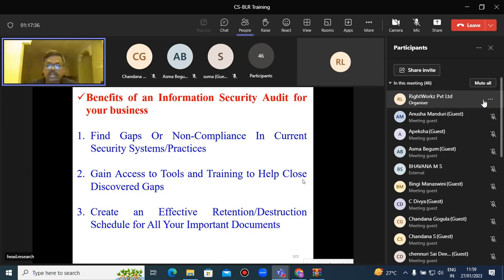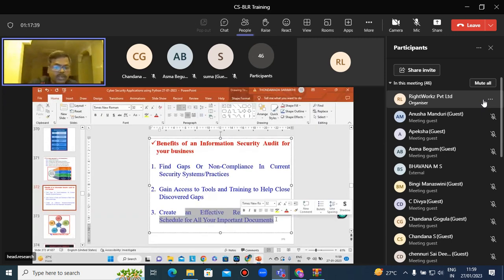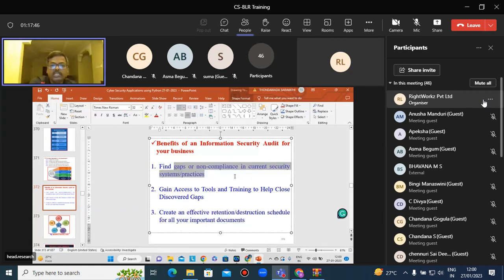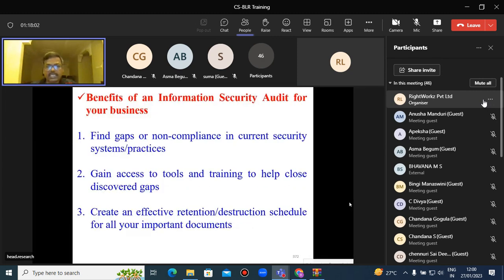So these are very important benefits of an information security audit for your business. These are the 3 types of benefits. So precisely I can say: find gaps, gain access, and create an effective retention schedule. These are the important 3 benefits of an information audit.